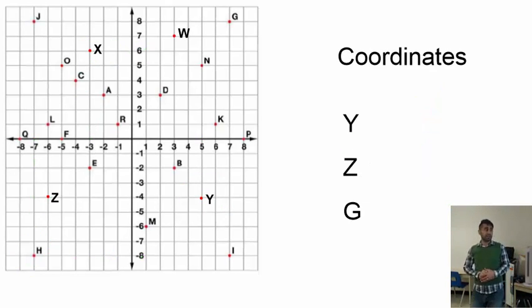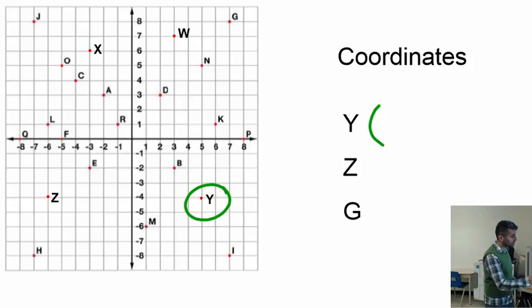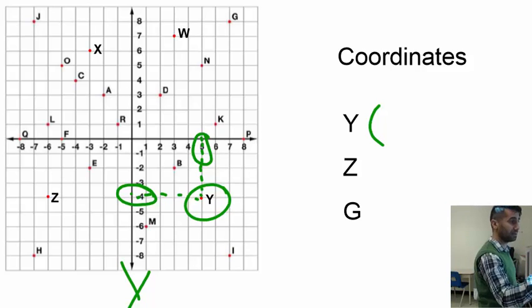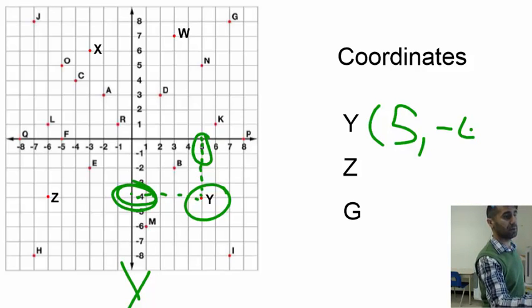Let's figure out the coordinates. Y is right here, and for the coordinates, don't write down the negative 4 first because it's on the y-axis. First, we want to know x. Therefore, you need to go up, which is positive 5 here. So write down positive 5, comma, and now we're going to write down the y-axis, which is -4 here. Let's write down -4.